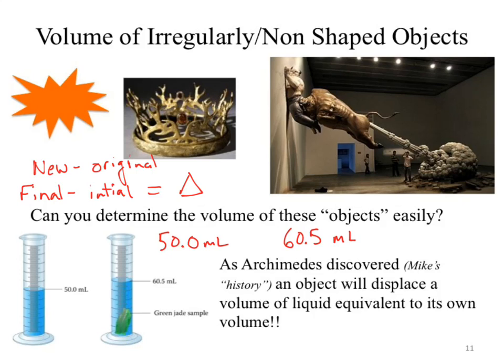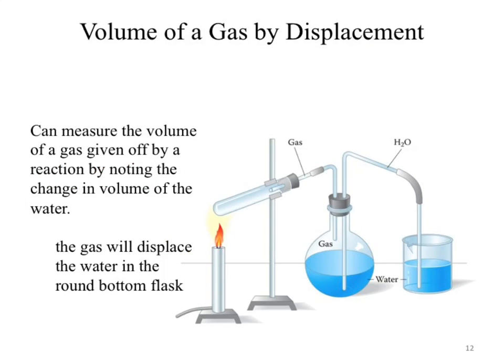So in this case, our change in volume is 60.5 minus the 50.0, and we end up with 10.5 milliliters. We now have the volume of our jade sample. Make sense? Okay. The other thing we could go through and do, which your textbook kind of addresses, and I get a little bit irritated with this picture, but it works.